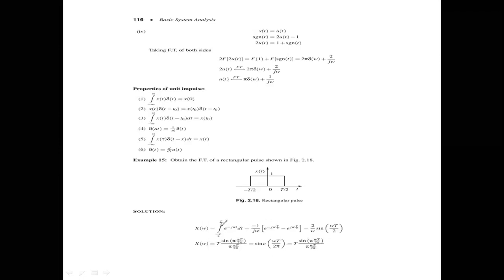Apply the integral here. Upper limit you can substitute T by 2, lower limit is minus T by 2. It becomes 2 sine omega T by 2 divided by omega. Convert this into the sinc function. Sine pi theta by pi theta is equal to sinc theta. What is theta here? You can see that it's omega T by 2. Omega T by 2 here. Convert this into the sinc function.